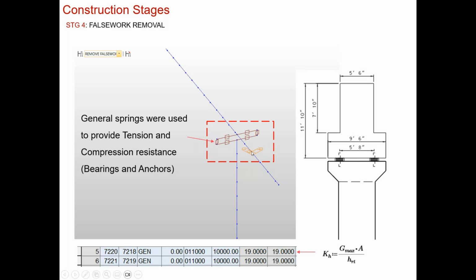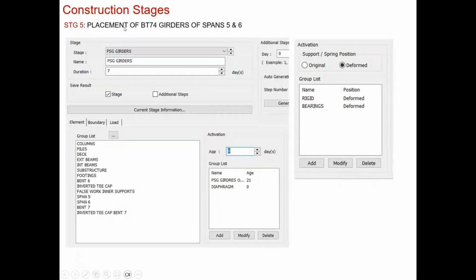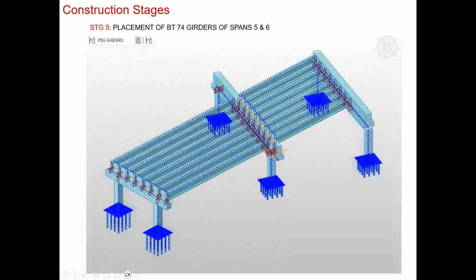We have the bend running from column to column with the springs to transfer the loads to the columns. Then comes the fifth stage, when we activate all the bulb T74 girders on spans 5 and 6. This is simply activating the groups that have the girders and the diaphragms in them and the associated support condition with them. So that's how it looks. We activated those non-composite bulb T girders now.